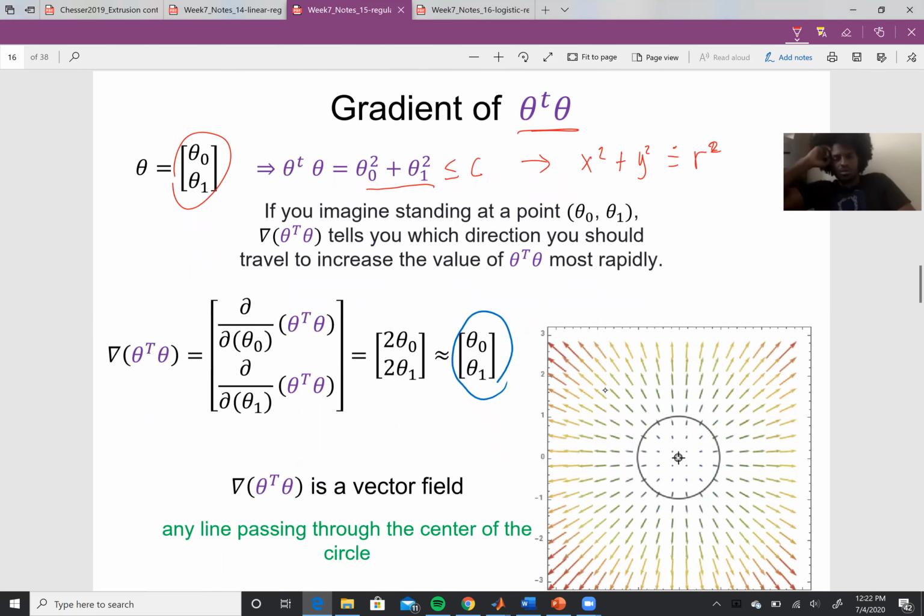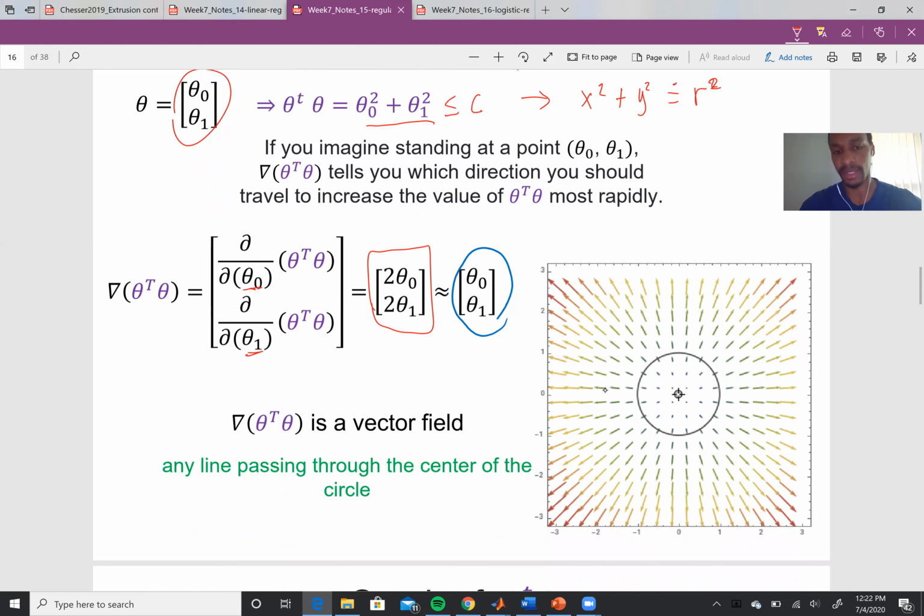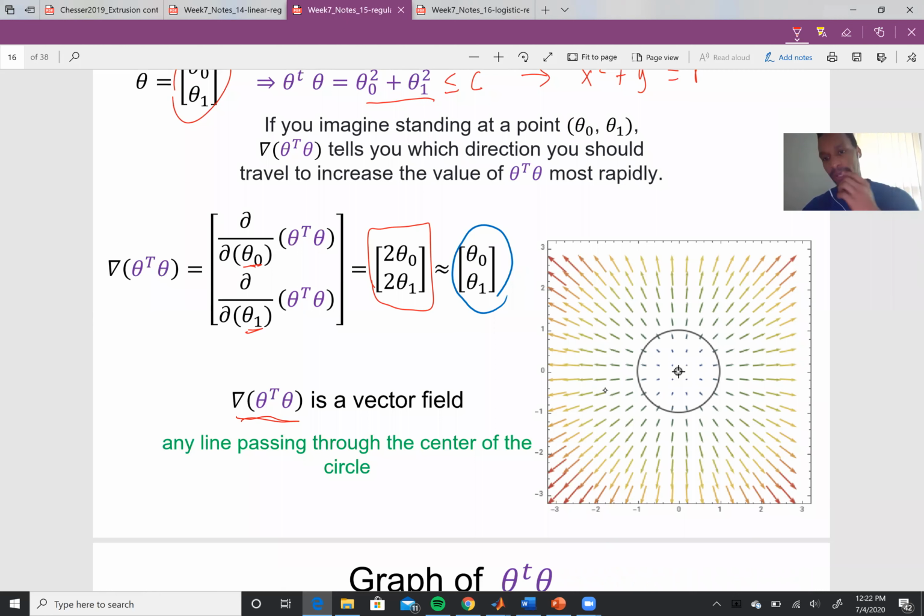And so if we take the gradient of this theta, we'll get a vector that looks like this. We take the partial with respect to theta 0 and the partial with respect to theta 1. And then the solution is 2 theta 0, 2 theta 1, which is just proportional, with some proportionality constant, to theta 0 and theta 1. And so this gradient is going to be a vector field that looks like this.